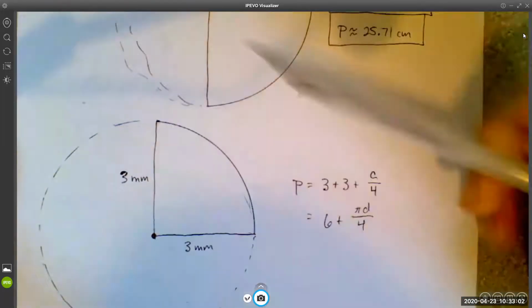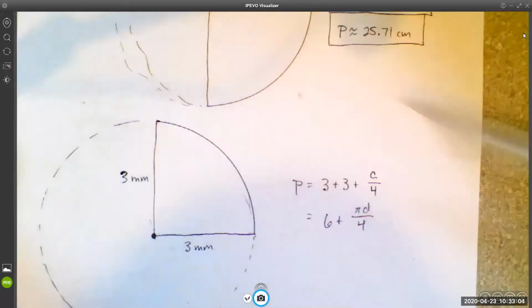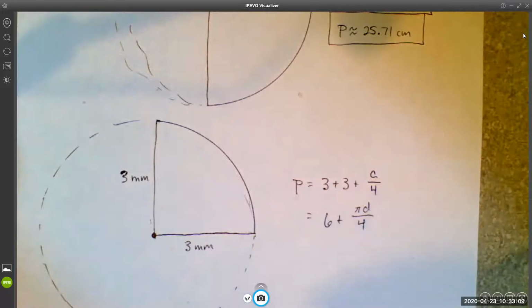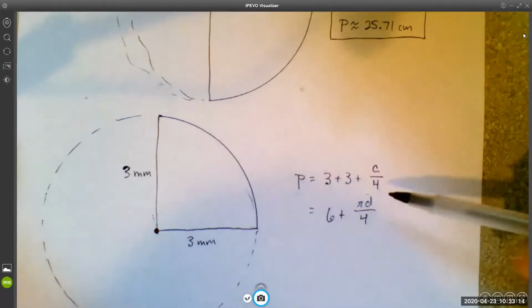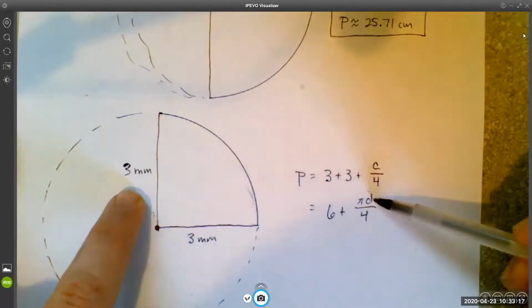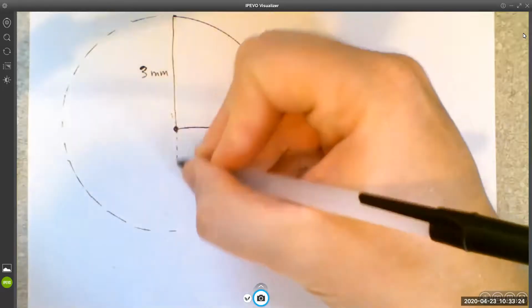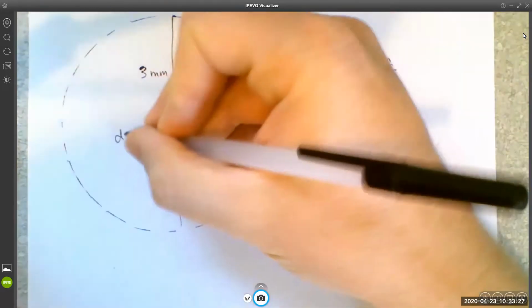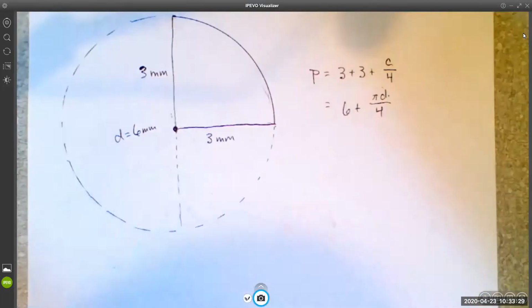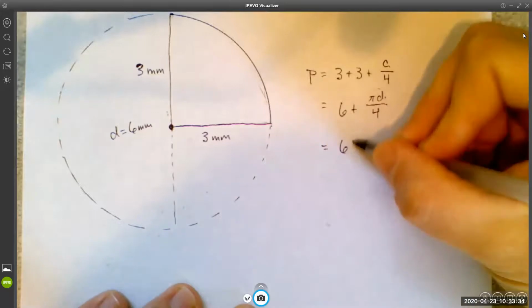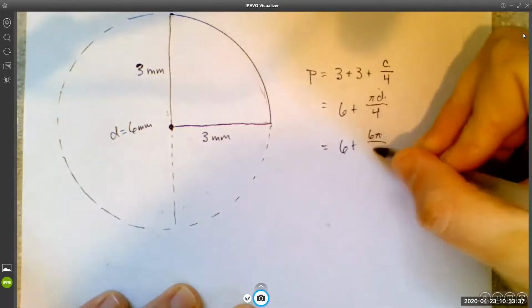Or, in this case, since you were given the radius instead of the diameter, you could use 2 pi r divided by 4. You're going to get the same result either way, okay? But if I think of this as pi times diameter over 4, and I plug in 3 for the diameter, I'm going to get the wrong result, because 3 is not the diameter, 3 is the radius. If 3 is the radius, then that means the diameter is 6, right? So this should be 6 plus 6 pi over 4.